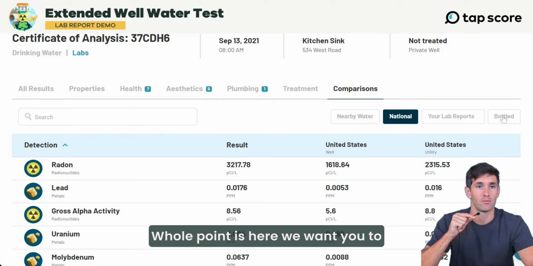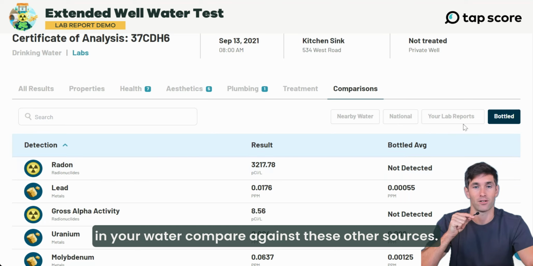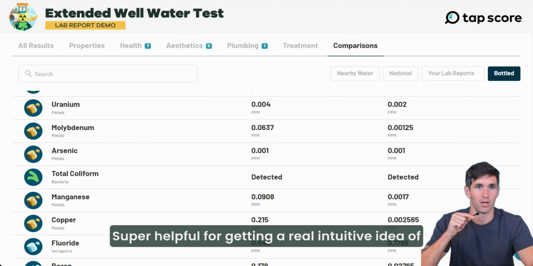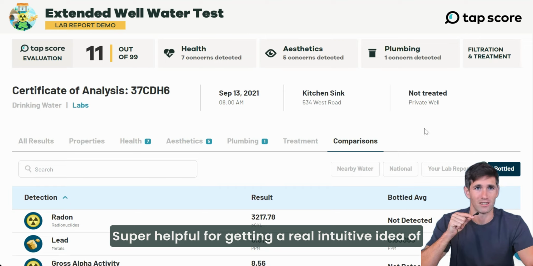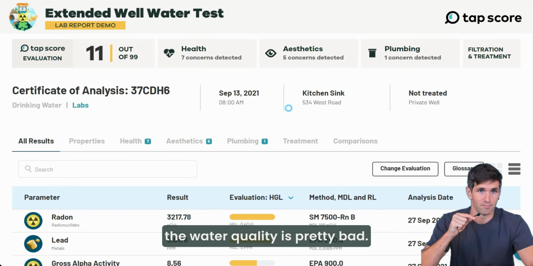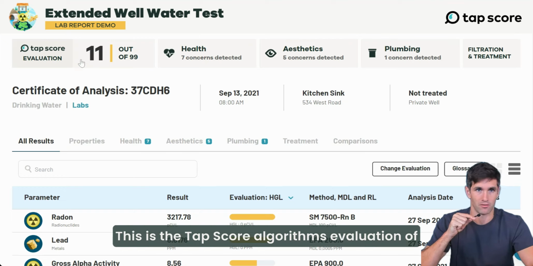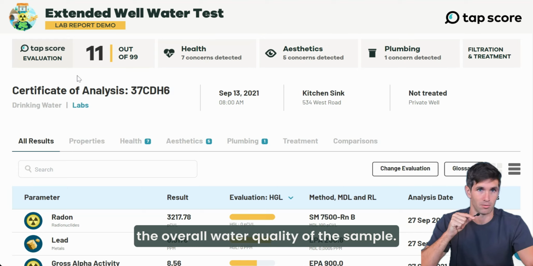Whole point is here, we want you to see how your concentrations of the things found in your water compare against these other sources. Super helpful for getting a real intuitive idea of if your water quality is good or bad. And as I said, in this example, the water quality is pretty bad. 11 out of 99. This is the TAPSCORE algorithm's evaluation of the overall water quality of the sample, and that's pretty bad. 11 out of 99 is pretty much don't drink it.